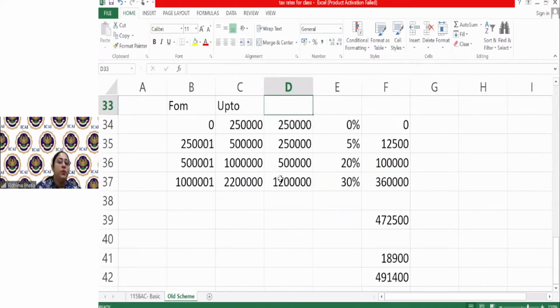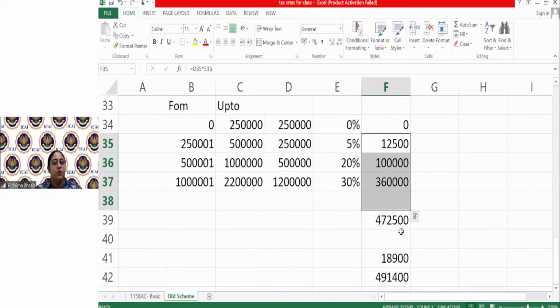So if the income is 22 lakhs, the total tax comes to 4,72,500. How? First 2,50,000 nil, 2,50,000 to 5 lakh 5%, 5 lakh to 10 lakh 20%, 10 lakh above, which is on the remaining 12 lakh, 30%. The total tax comes to 4,72,500 plus cess of 4%. So total tax comes to 4,91,400.